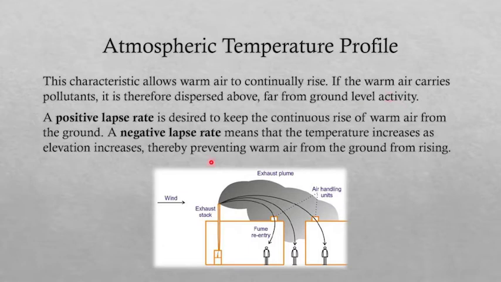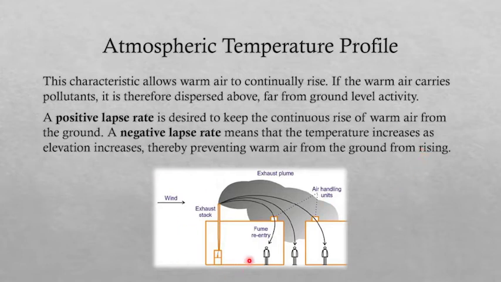Now we have two kinds of lapse rates. We have a positive lapse rate, and it is desired to keep the continuous rise of warm air from the ground. A positive lapse rate means that warm air from the ground will rise. A negative lapse rate, on the other hand, means that the temperature increases as elevation increases, thereby preventing warm air from the ground from rising. That means that the air parcels containing urban pollution would remain on the ground and it will not float up into the atmosphere and be dispersed.